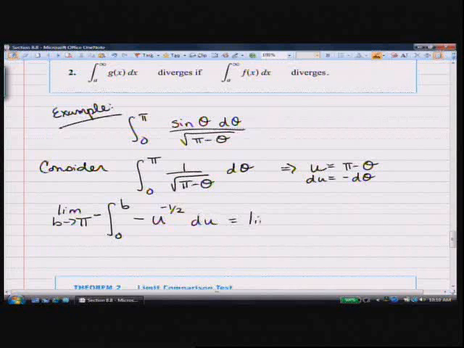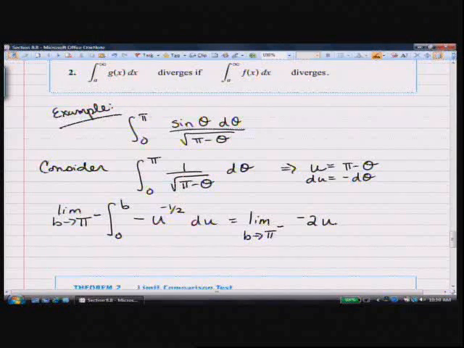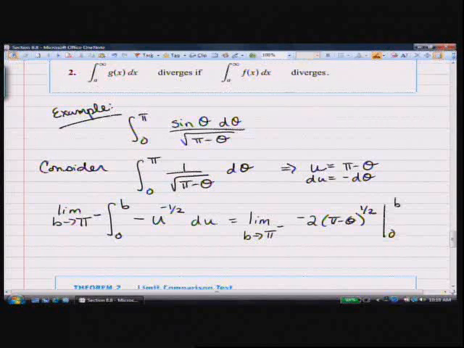And so this is the limit as b goes to pi from the left, and you add 1 to the exponent and put it over it. So this is negative 2 u to the, well, what was u? U was pi minus theta, to the 1/2 power, and we're going to evaluate that between 0 and b.